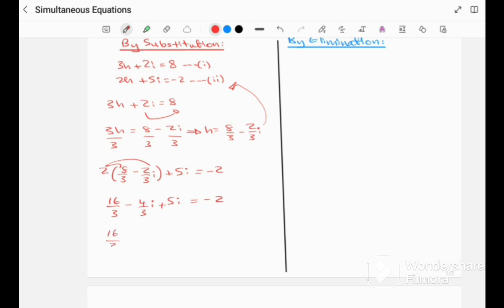So 16 over 3 minus 4 over 3 i plus 15 over 3 i is equal to negative 2. Now we can go ahead and multiply both sides by 3, and we're left with 16 minus 4i plus 15i is equal to negative 6. We multiply this by 3, we multiply this by 3, and that is what we're left with. Now, we can go ahead and further simplify this.